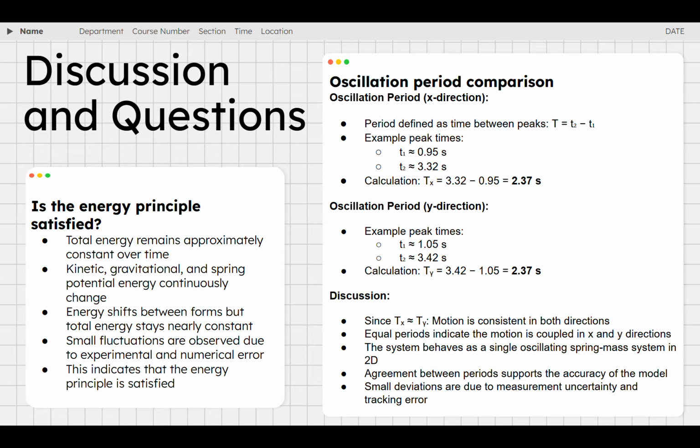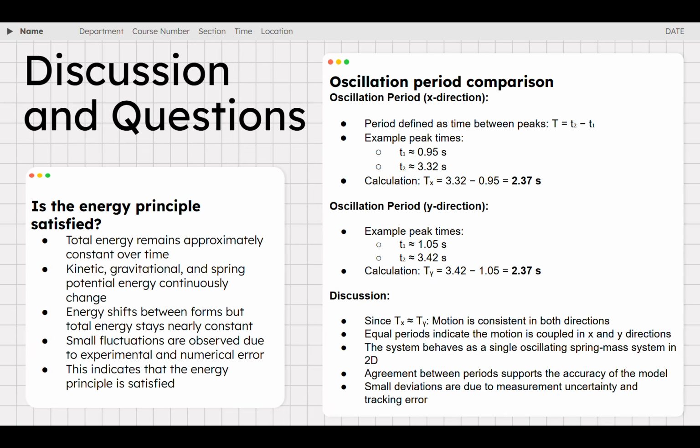Since the x direction and the y direction oscillation periods are approximately equal, motion is consistent in both directions. Equal periods indicate the motion is coupled in x and y directions. The system behaves as a single oscillating spring mass system in 2D. An agreement between periods supports the accuracy of the model. Small deviations are due to measurement uncertainty and tracking error.